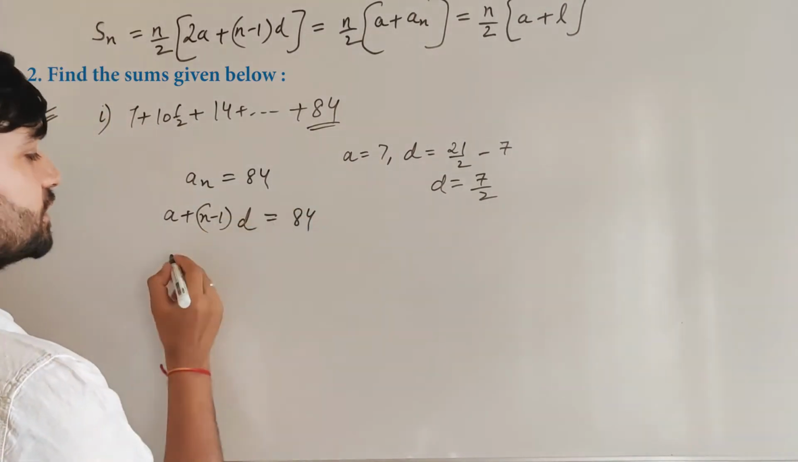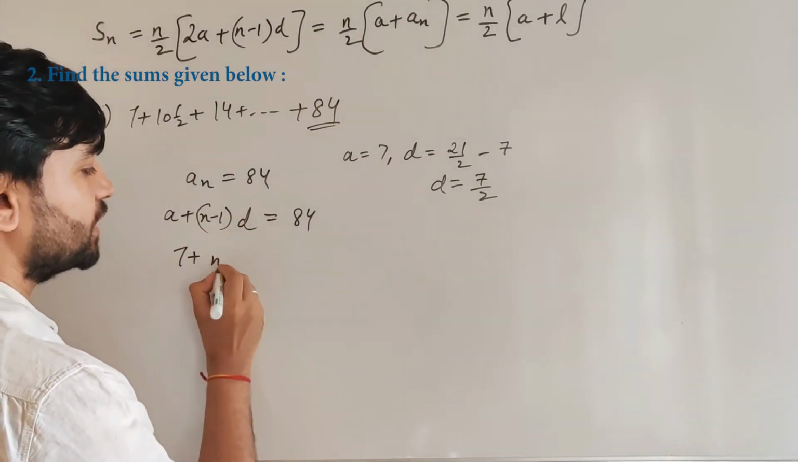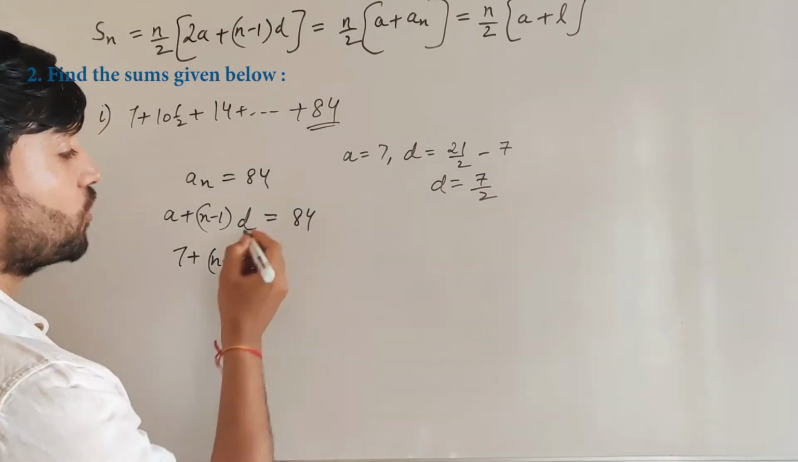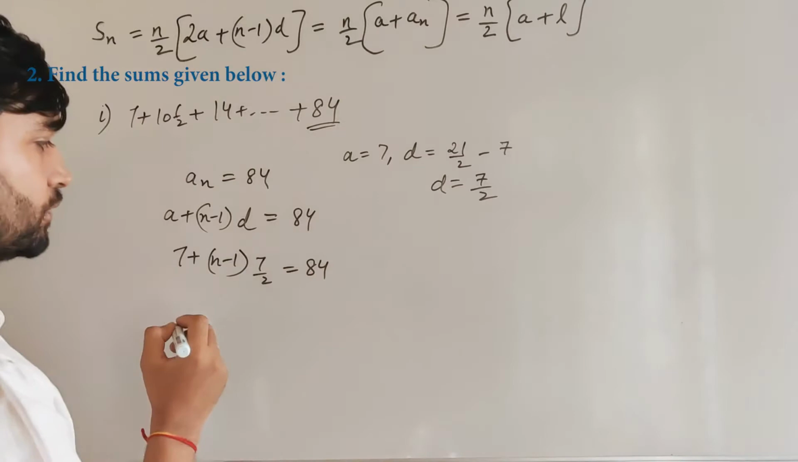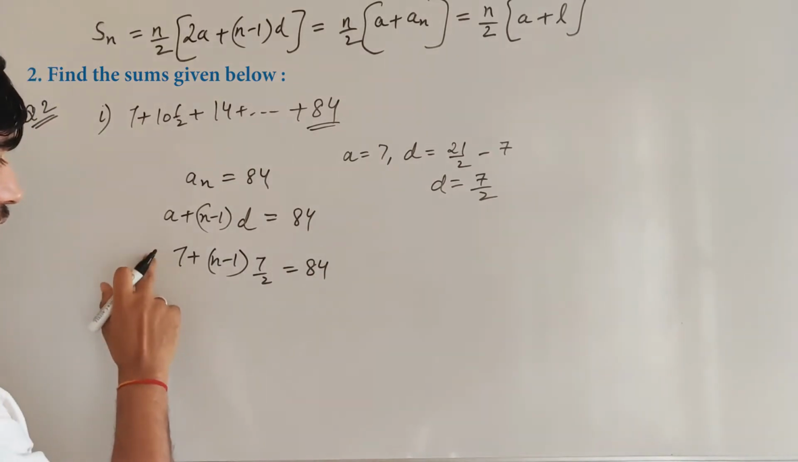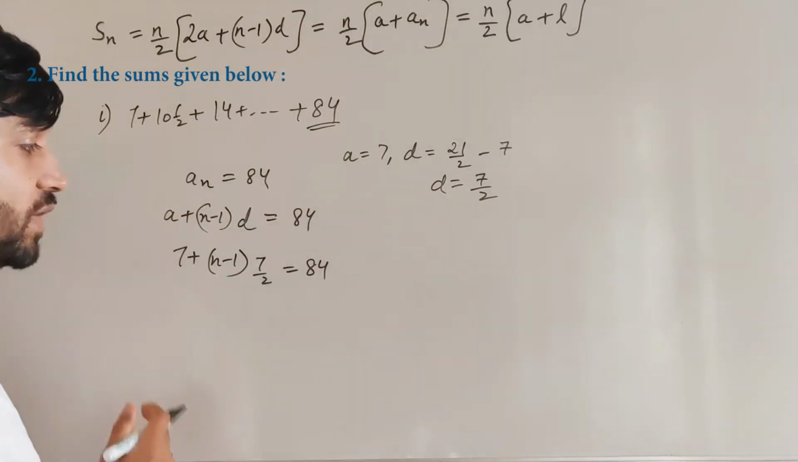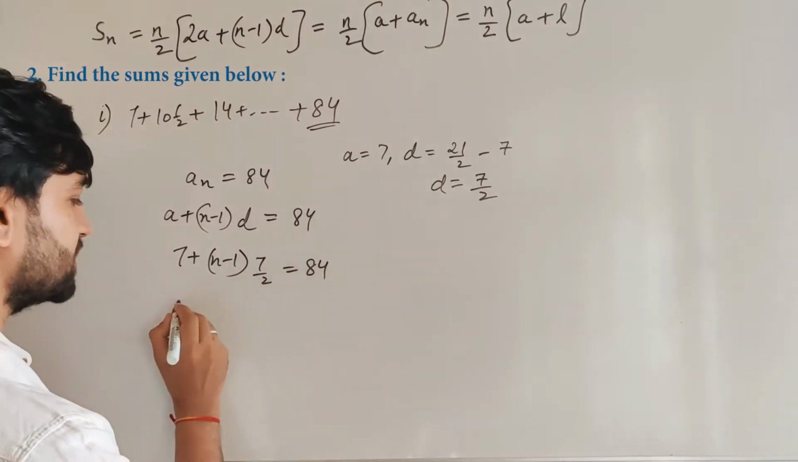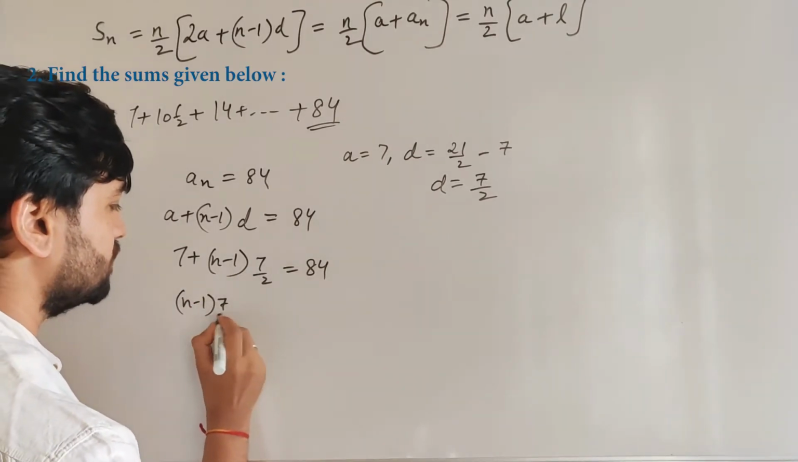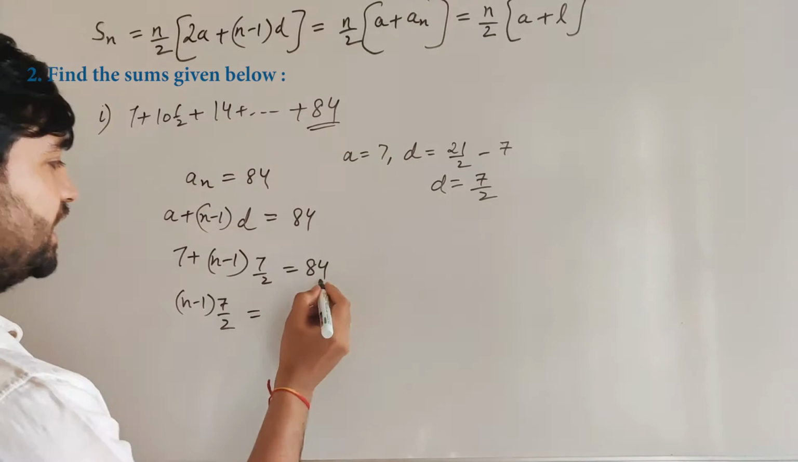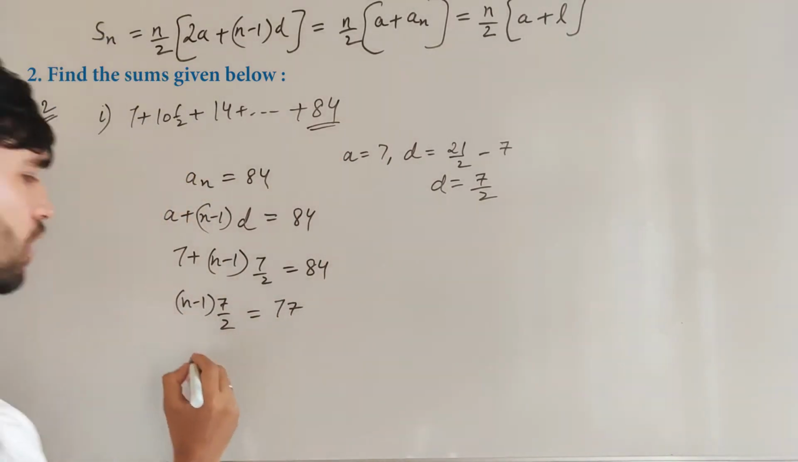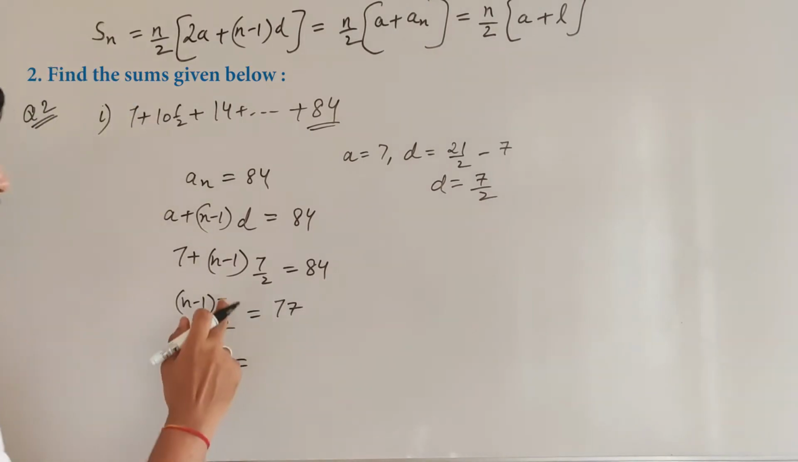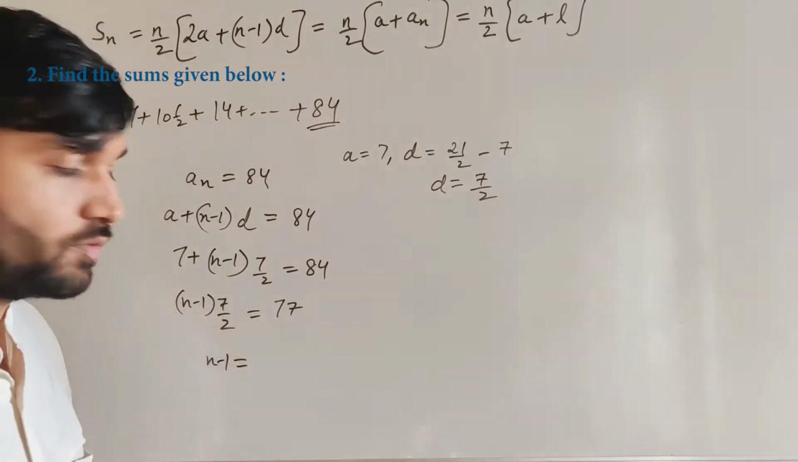So a is 7 plus n minus 1, n value we don't know, common difference value is 7 by 2, is equal to 84. So this plus 7 here goes to the other side, becomes minus 7. The 7 by 2 I'll keep it as it is for the time being. n minus 1 into 7 by 2 is 84 minus 7, which is 77. So now I can write n minus 1 as the 7 by 2 is in multiplication with n minus 1.